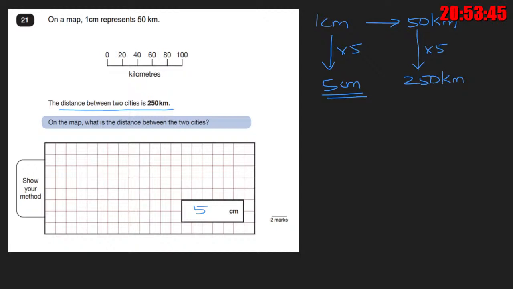Very good, Hamza. Your answer is correct, minus 15 and minus 45. And Ashlyn, your answer is correct, 5 centimeters.